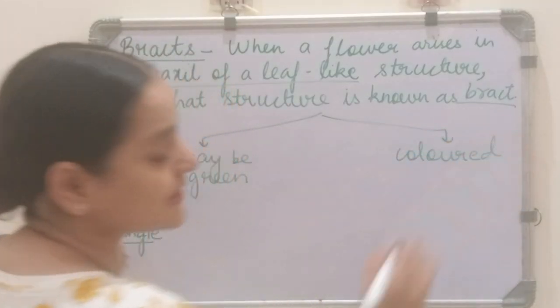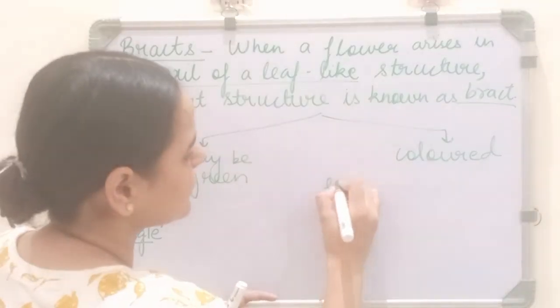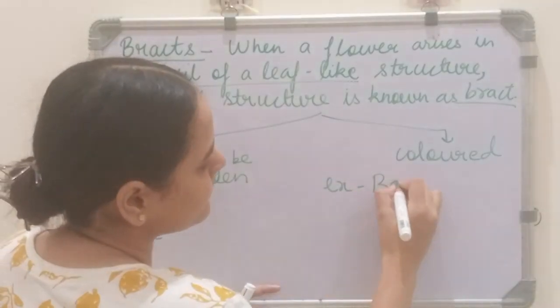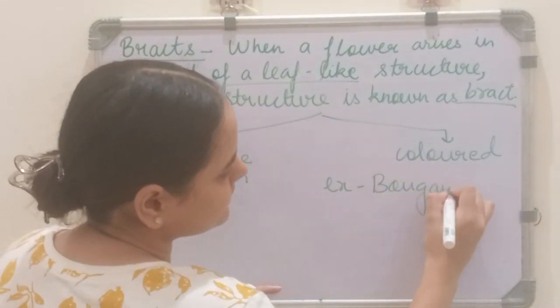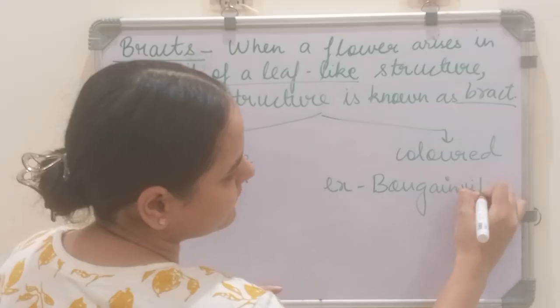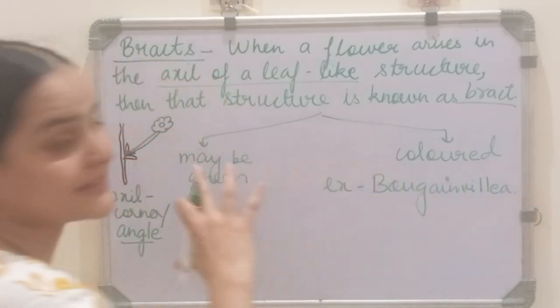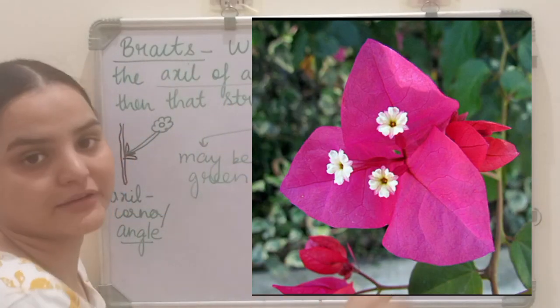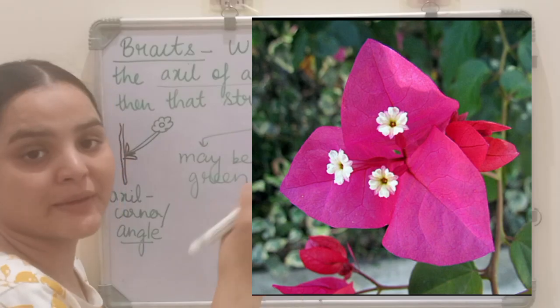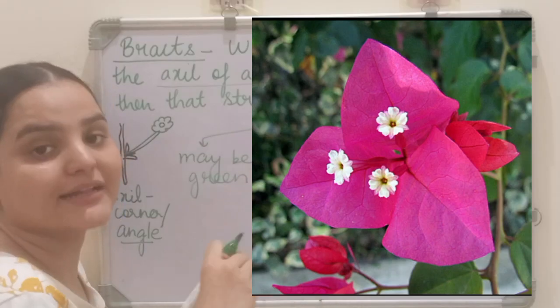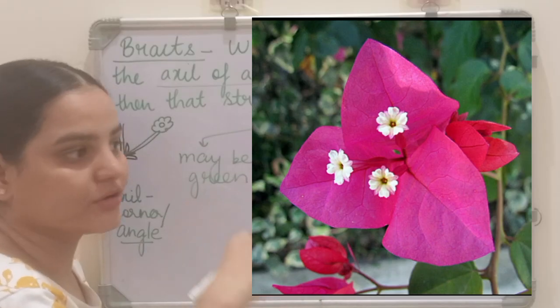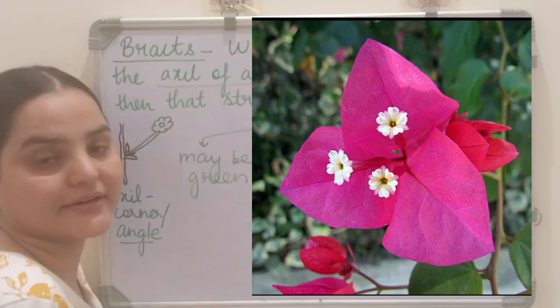And for colored, the example given in your book is bougainvillea. Okay, I am attaching the image of bougainvillea. You may see the pink colored bract, okay, and the flower originating from inside it.